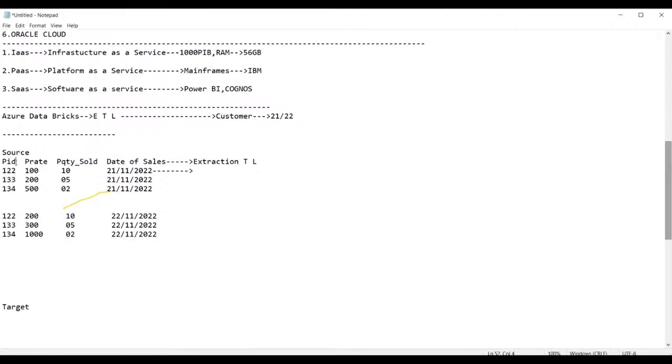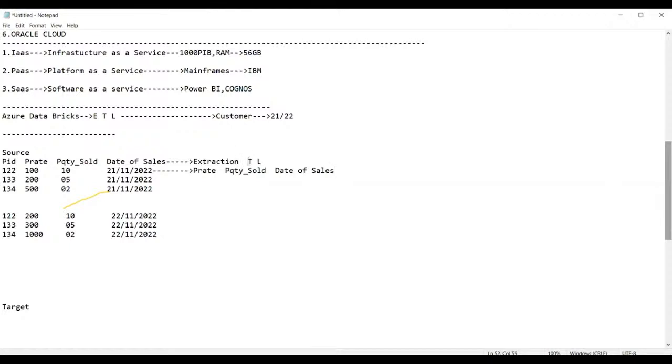Not required. Do you require the product rate? Yes, required. Quantity sold? Required. Date of sales? Required. So now, I'm picking up these 3 columns. Picking up these 3 columns is the process of what? It is the process of extraction. Now the columns are picked up.